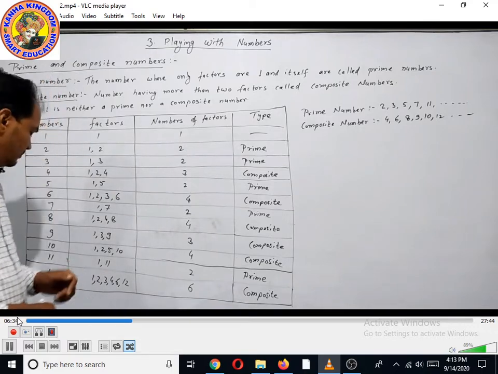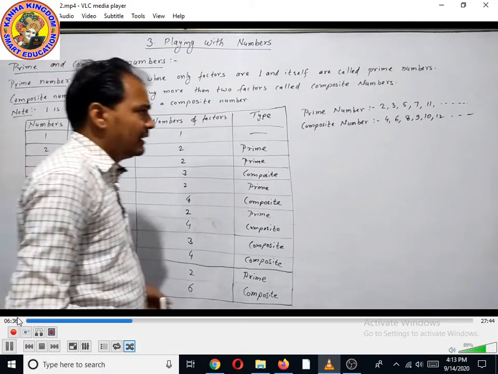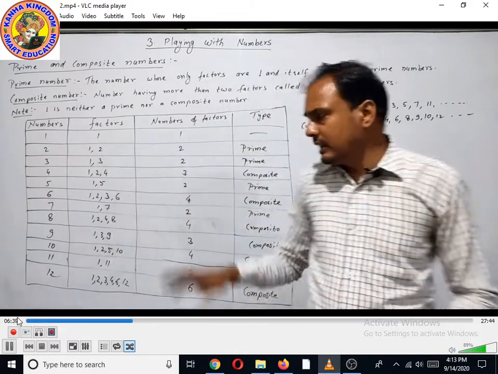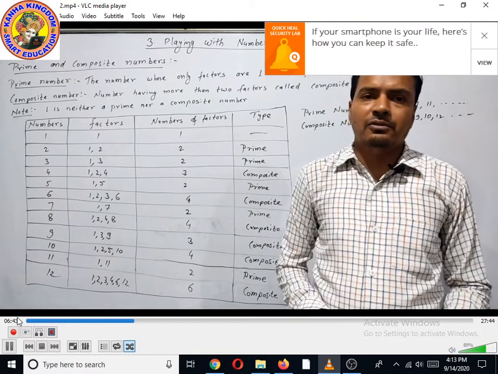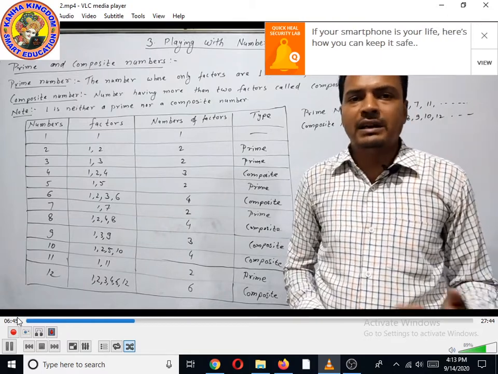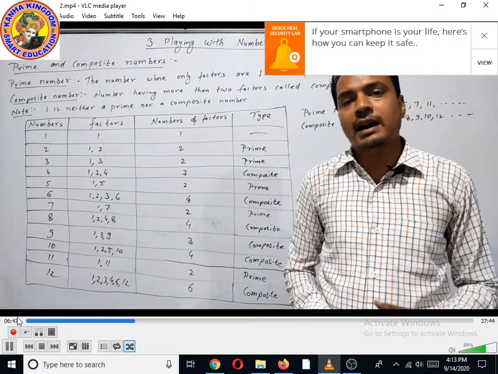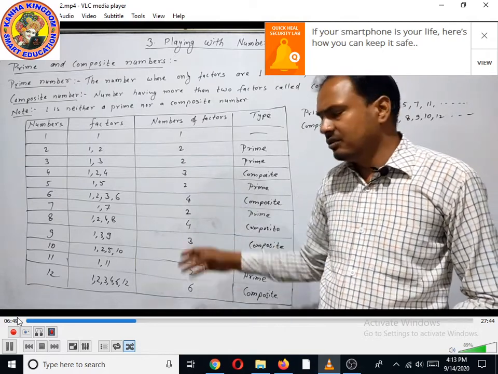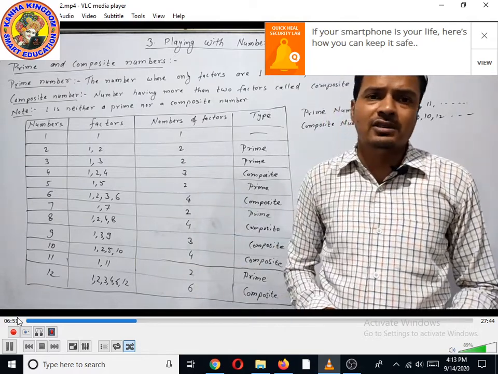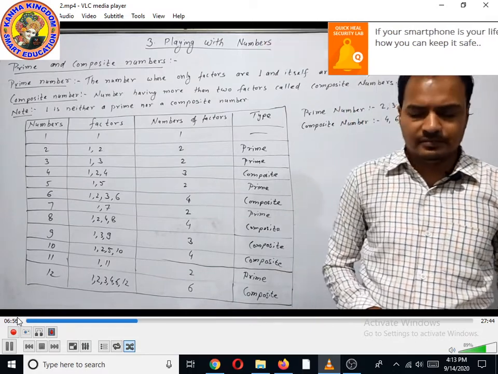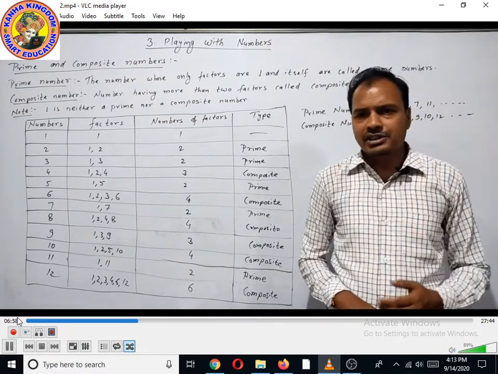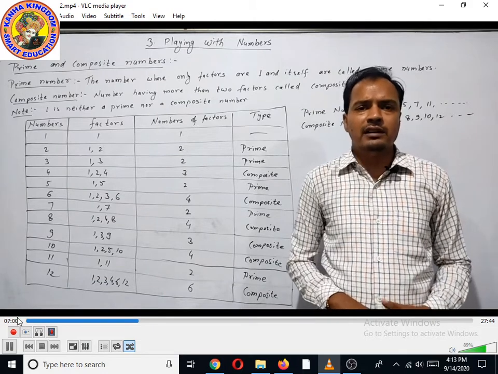By this table, I see only 12 numbers. If we want to find prime and composite numbers up to 100, then this table becomes so large. So we are taking another method for finding this. You can take a screenshot of this. We will move to our next method.